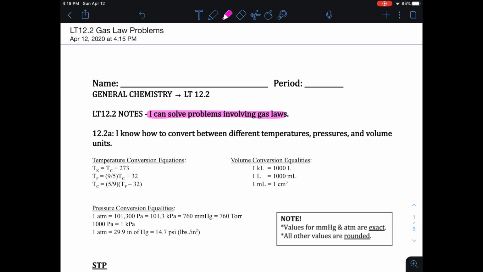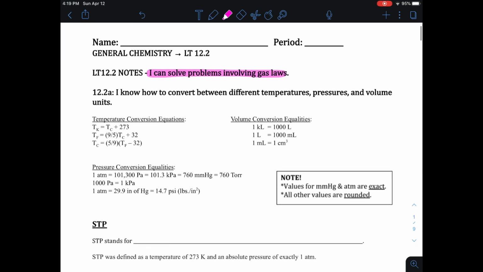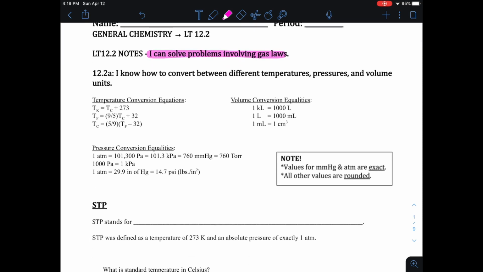Things like, as the temperature increases, the particles move faster, which results in more collisions, therefore a higher pressure. That would be a qualitative reasoning or explanation, but sometimes we need actual calculations, which is what we're going to get into right now. The first part of 12.2 is 12.2a, which says, I know how to convert between temperatures, pressures, and volumes.